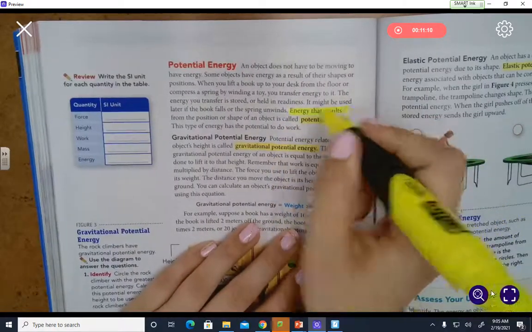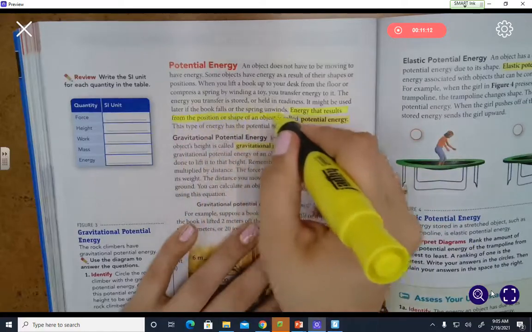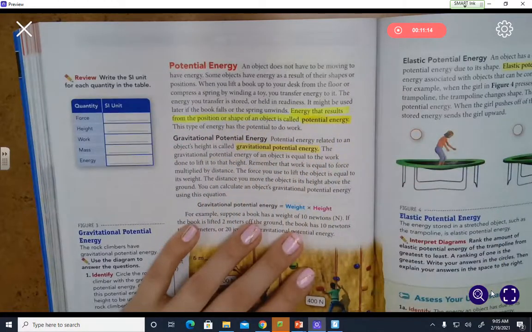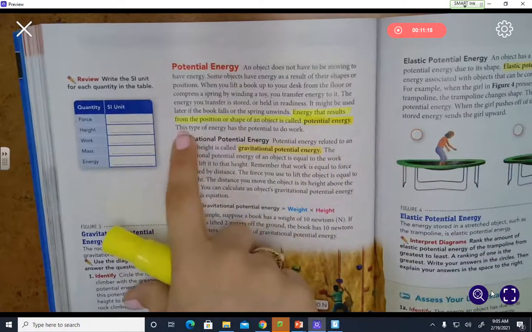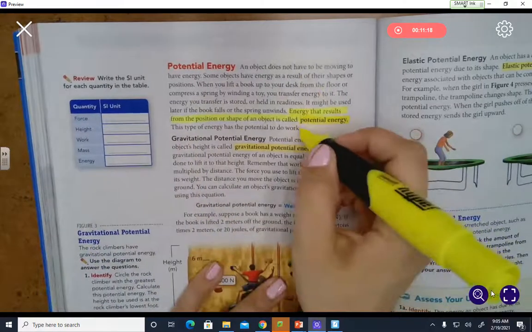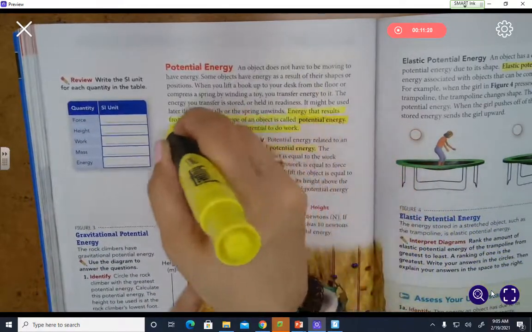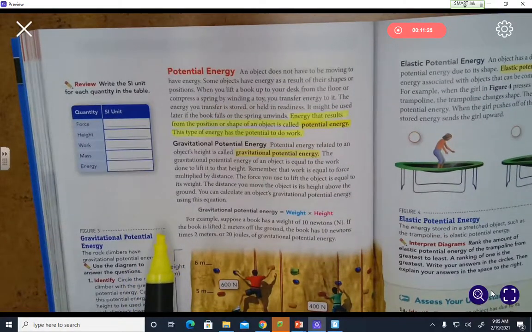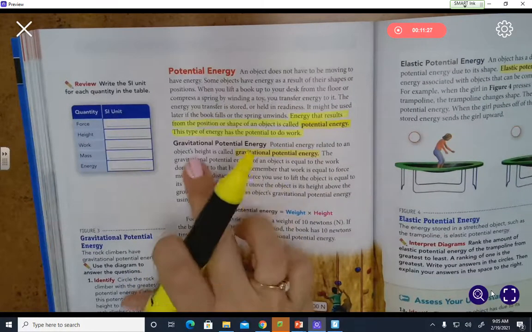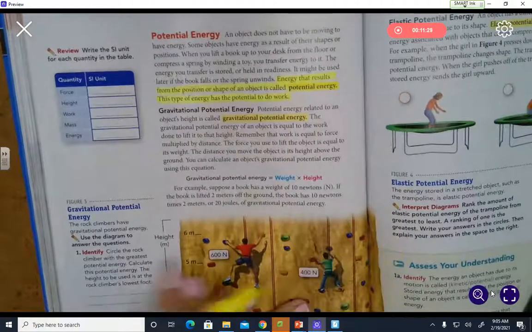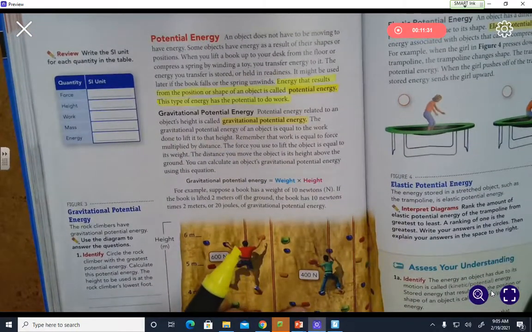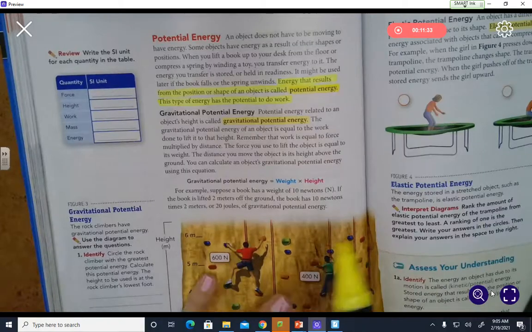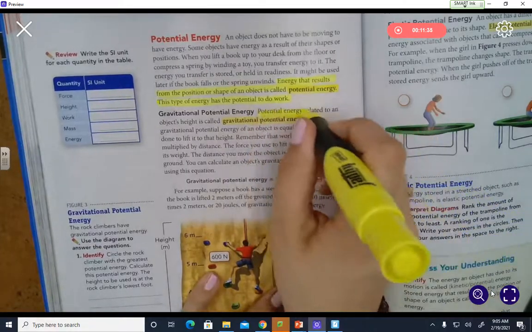Highlight that. This type of energy has the potential to do work. Highlight that. Gravitational potential energy. Potential energy related to the object's height is called gravitational potential energy.